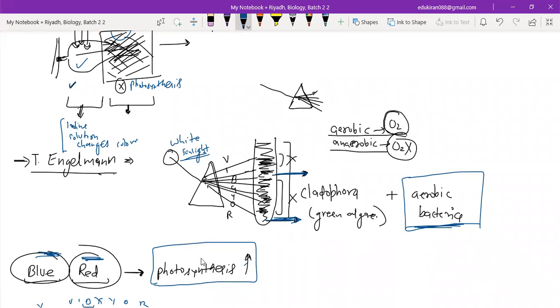And we know that the readout of photosynthesis is oxygen from the very first experiment by Priestley. And to see where there is more oxygen, you can use aerobic bacteria, where they will accumulate the most, where oxygen will be the most. Okay. And he also figured out that blue and red are the regions where most aerobic bacteria accumulated, and hence it is the most photosynthetically active spectra.